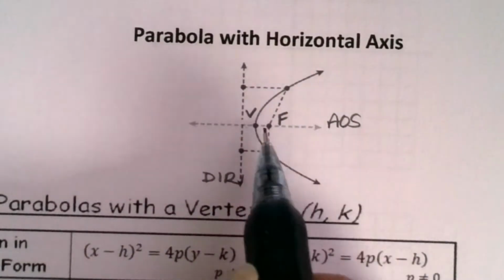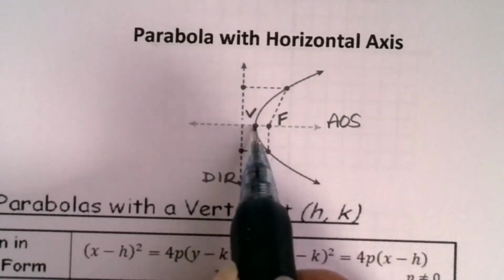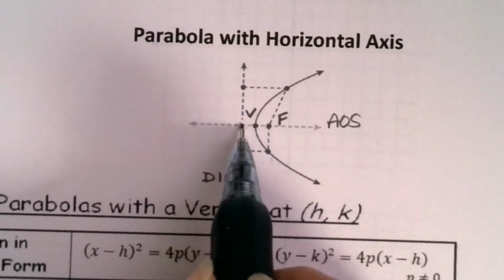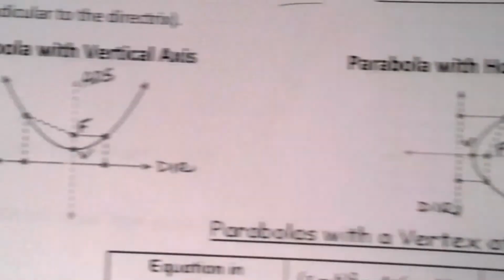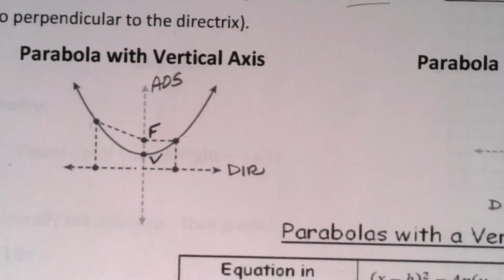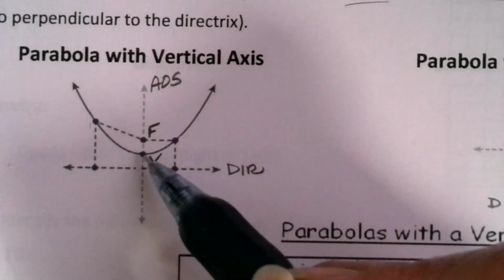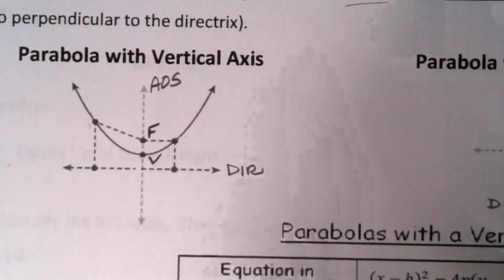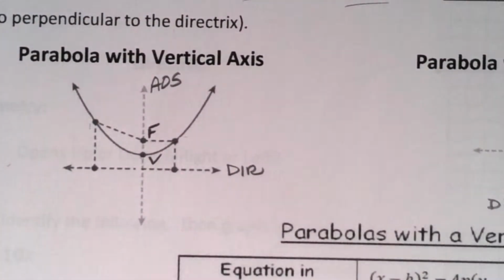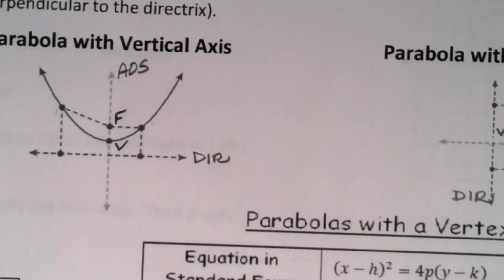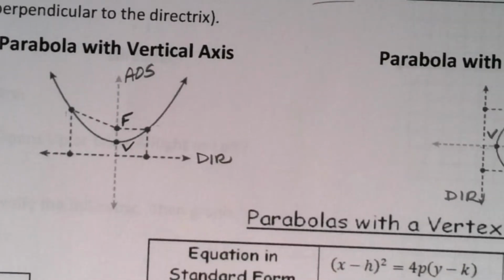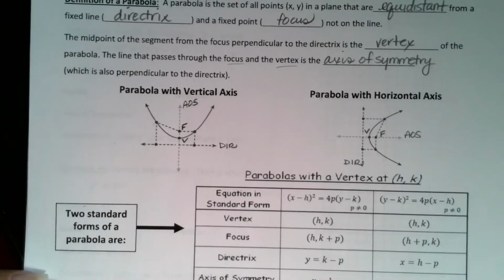Okay, so whatever this distance is determines how far the directrix is going to be from the vertex. Same thing over here. Okay, when we're looking at the vertical axis, the distance from the vertex to the focus and the vertex to the directrix, this is called the P distance. Okay, so you are going to have to determine that P distance, and we are going to eventually learn how to do that when we start our graphing.